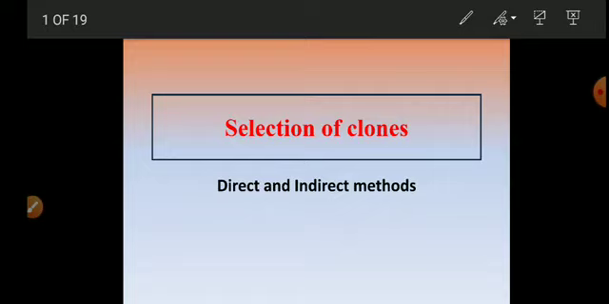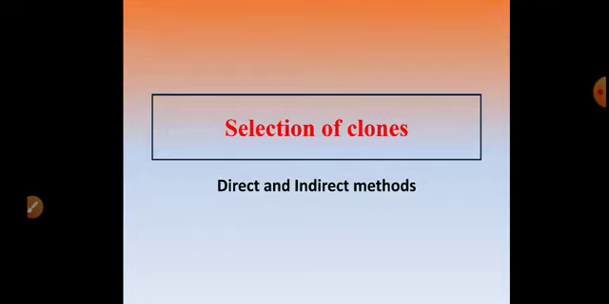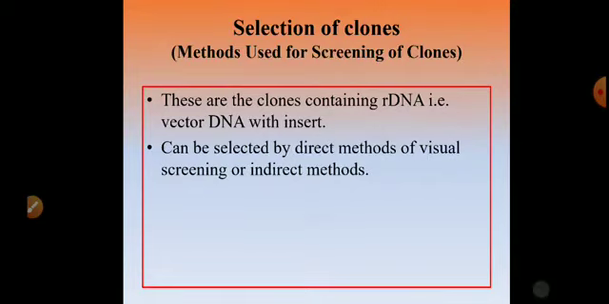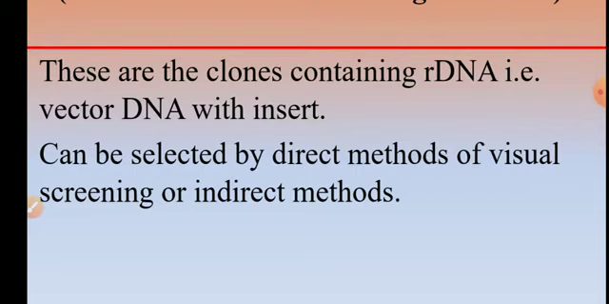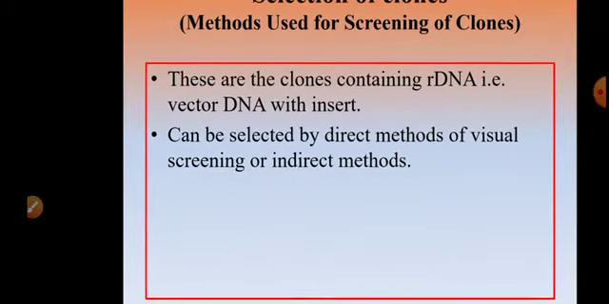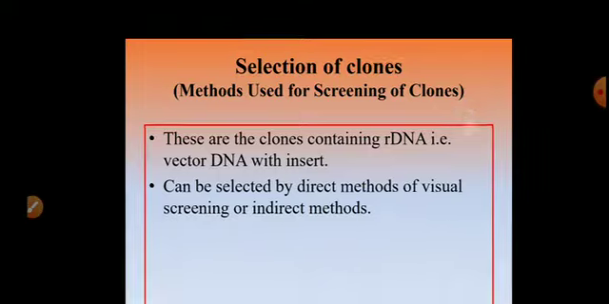Clones are those bacteria, those organisms which contain recombinant vector inside them, which contain the recombinant DNA having foreign DNA inserted inside it. So how to select the clones? There are direct methods, there are indirect methods. Okay. Now selection of clones. What are clones? Clones contain recombinant DNA, that is vector DNA with foreign DNA inserted inside them, and they can be selected by direct methods of visual screening or by indirect methods.